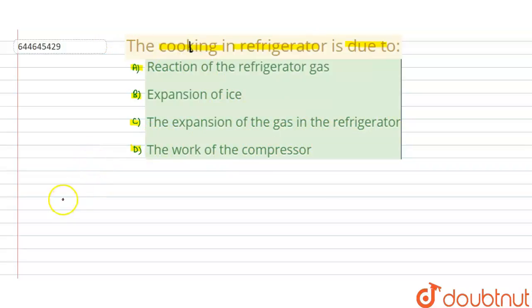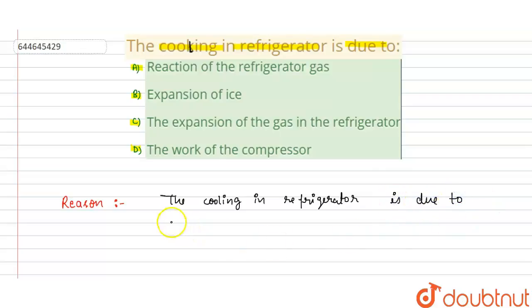So here we are writing a reason for cooling in refrigerator. So the reason is, the cooling in refrigerator is due to the expansion of gas, the expansion of the gas in the refrigerator.